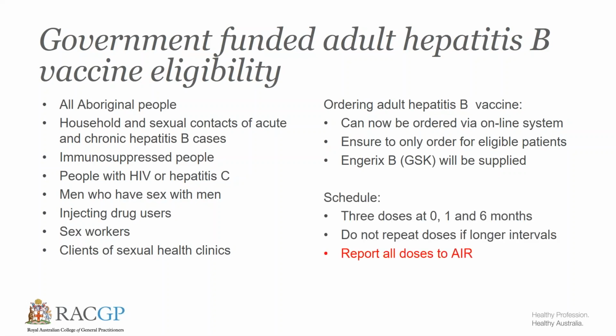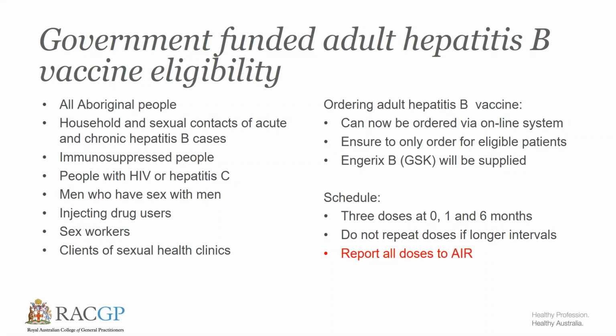And the routine schedule is 3 doses at 0, 1 and 6 months apart. If there's longer intervals, there's no need to repeat a dose. And please report all doses to the immunisation register so that others that see your patients can know that they're vaccinated.